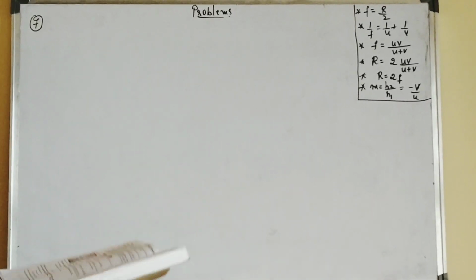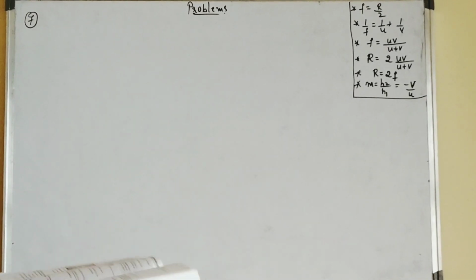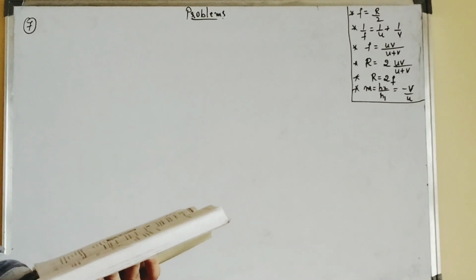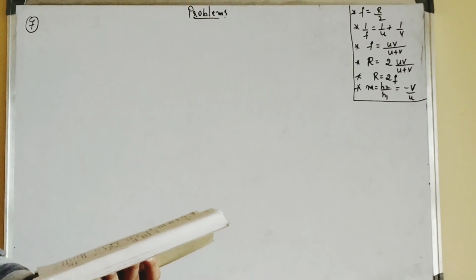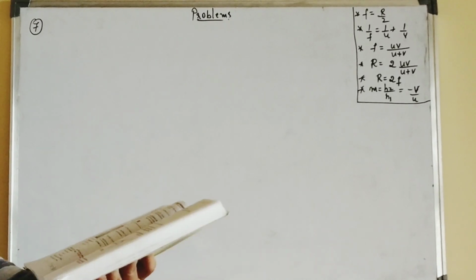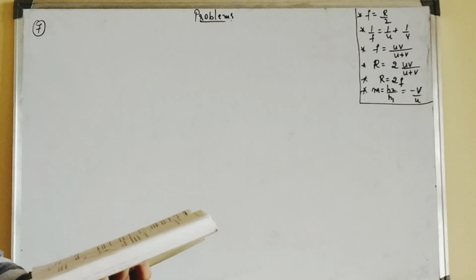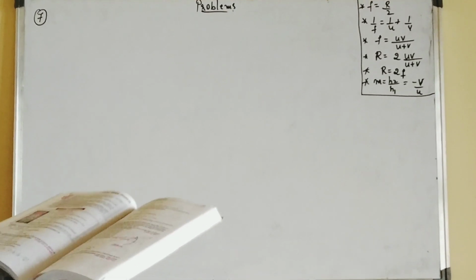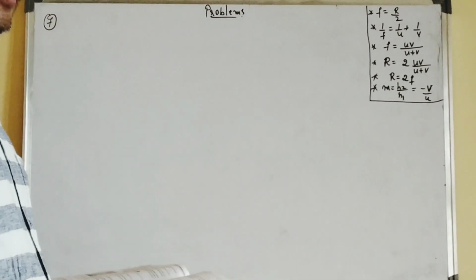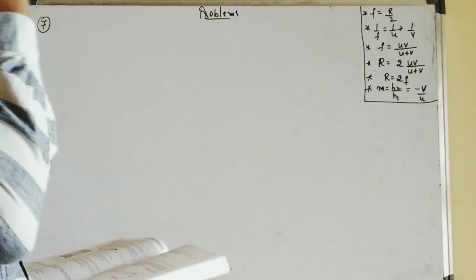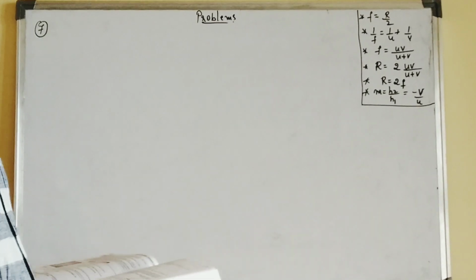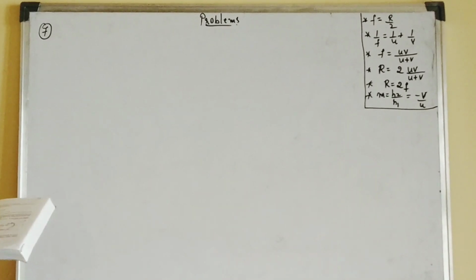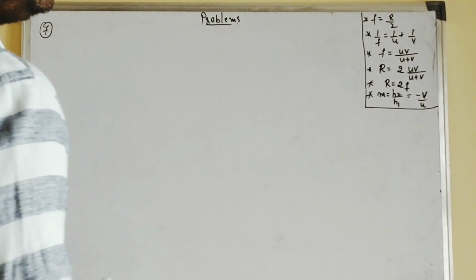Okay, students, moving to the seventh problem. Now listen to the problem. Find the focal length of a convex mirror of radius of curvature 1 meter. Okay, now we have to find the focal length of the convex mirror. Convex mirror means we should get the ray diagram, right? Virtual and direct image. So here what they have given is radius of curvature is 1 meter.